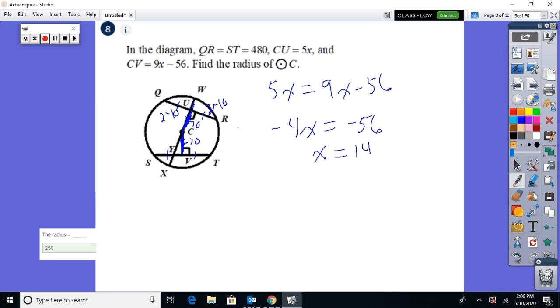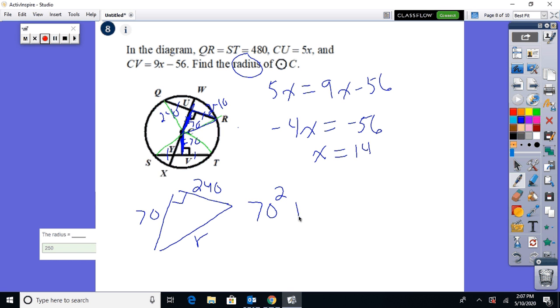And let's see here now, why that helped? Well, because I'm trying to get the radius, guys. So the radius, of course, is C to R, or C to Q, or C to T, or C to S. So you want to make a right triangle is the bottom line. So say I isolate this right triangle here, so that I'll blow it up for you down here. So that was 240, that was 70, and I'm trying to get the radius. So, Pythagorean Theorem. So 70 squared plus 240 squared equals R squared.